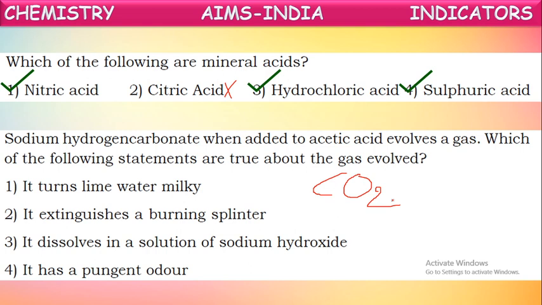Of course, this we didn't discuss. Anyhow, it is correct. It dissolves in basic substances like sodium hydroxide and potassium hydroxide. They can absorb carbon dioxide. They are good absorbents of carbon dioxide. So this is also correct. It has a pungent odor. No, carbon dioxide has no pungent odor. So it is wrong. What will be the correct answer? The first three. These three are true about carbon dioxide gas. Now let's go to the next question.